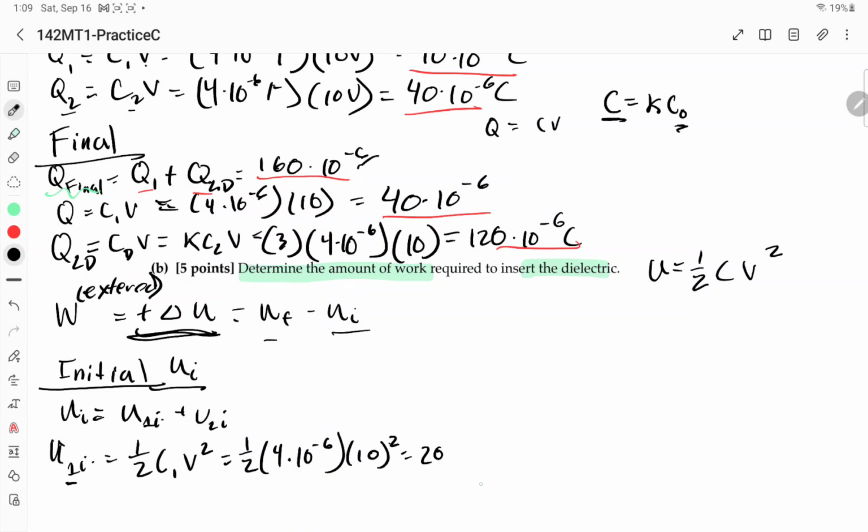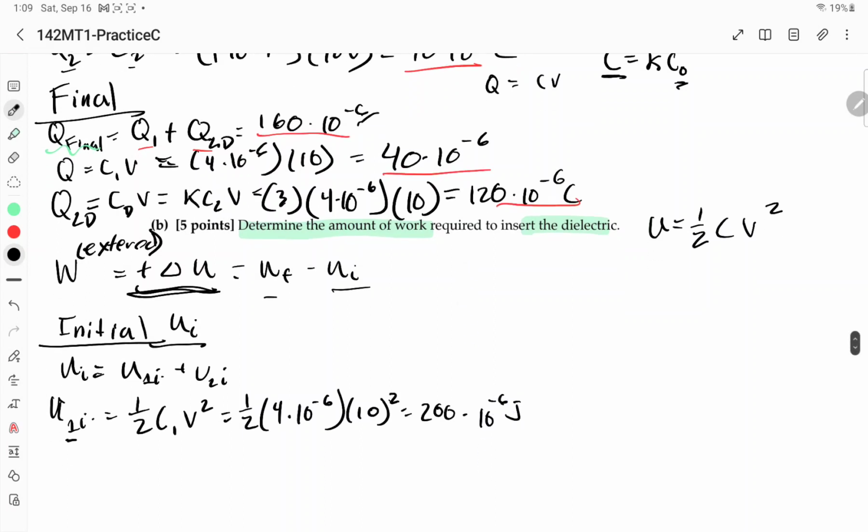Yes, 200 times, because we're dividing by 2, 200 times 10 to the negative 6 joules. Coincidentally, our second capacitor in the initial state will be the same thing, just because there's no dielectric, so we don't have to change this C. It's just normal C, and that C happens to be equal to C1. So again, this is all the same. So we have 200 times 10 to the negative 6 joules.